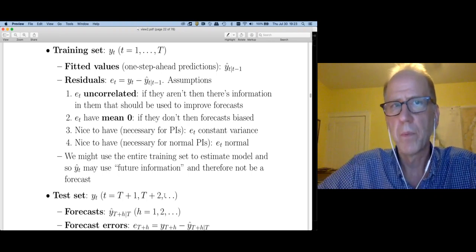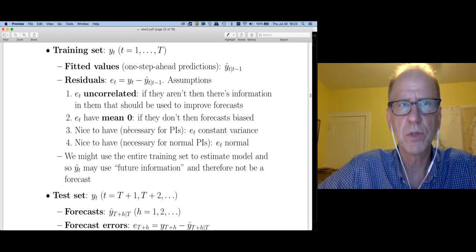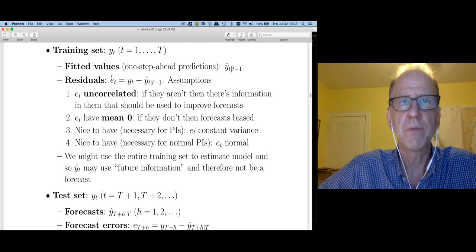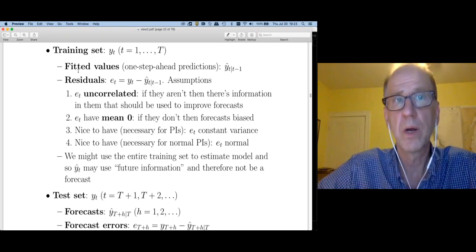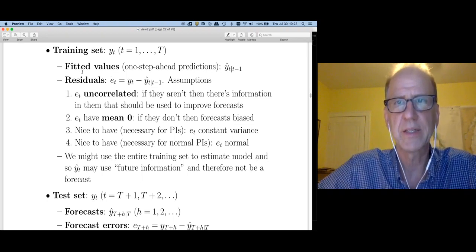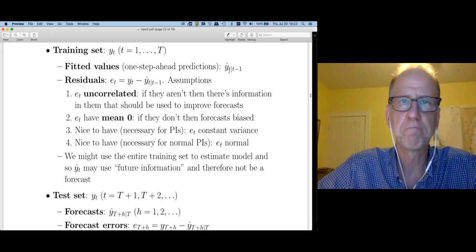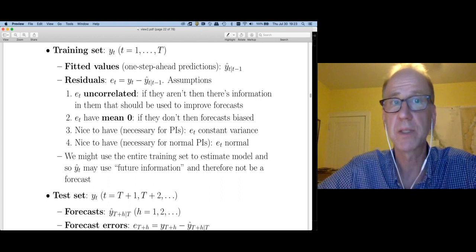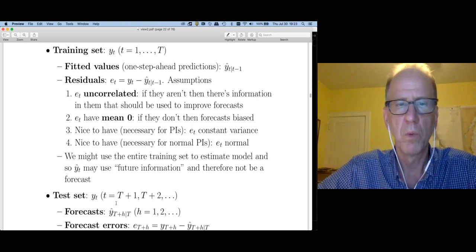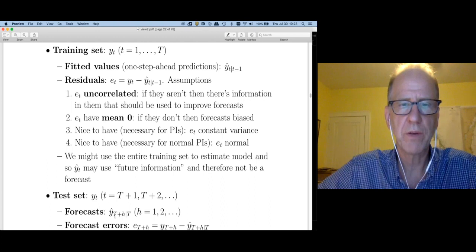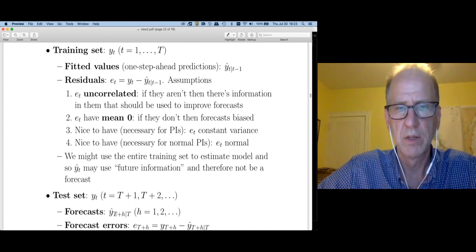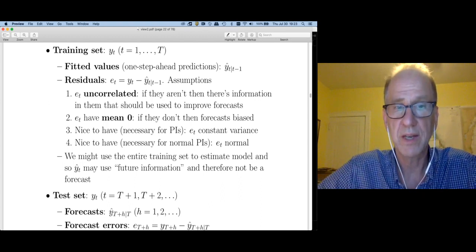Now, we've got some special names associated with both the training and the test set. The fitted values refer to predictions on the training set. So y hat t, say given t minus 1, where this t is less than or equal to big T, is a fitted value. While if I go past big T, we call that a forecast. So these y hat values in the test set are forecasts. They're fitted values in the training set.